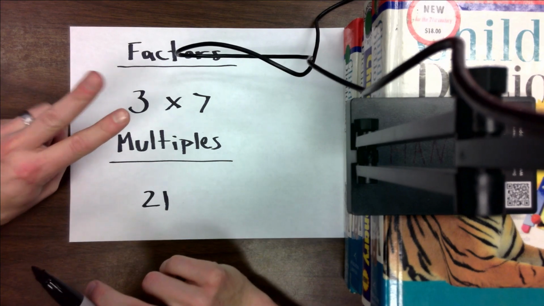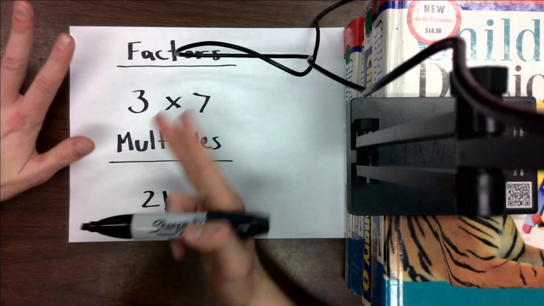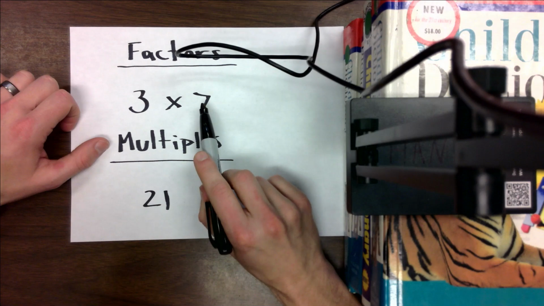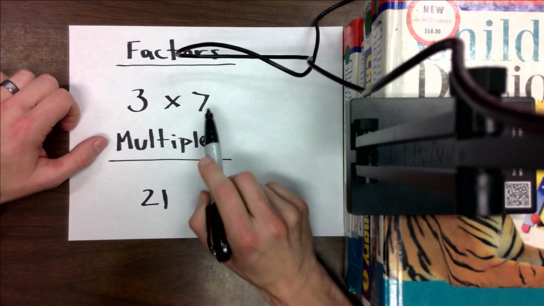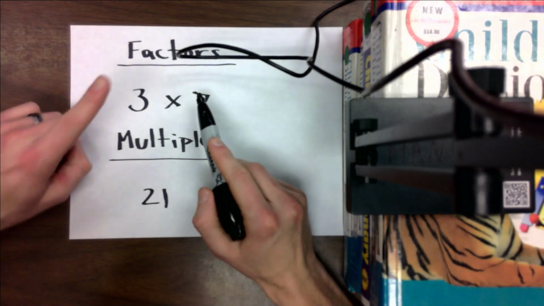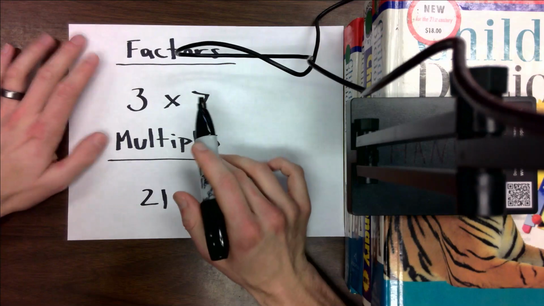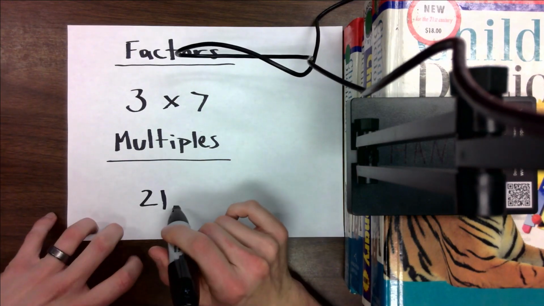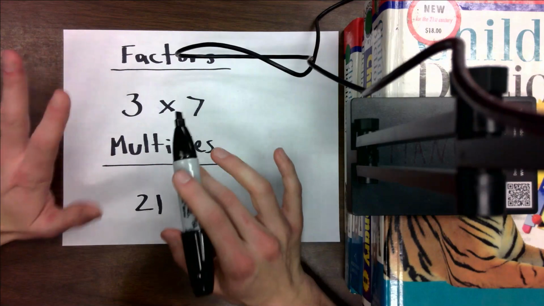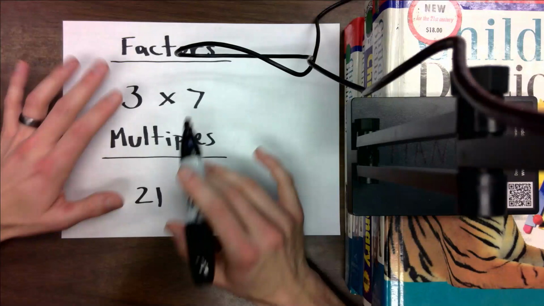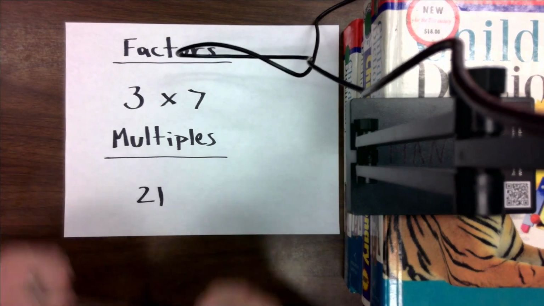So 3, 6, 9, 12, 15, 18, 21. We counted by 3 7 times to get 21. And therefore, 7 is the other factor. We can count by 7 3 times to get 21. 7, 14, 21. So the factors are always going to be smaller than the multiple. The factor will be either smaller or the same size as the number. The multiple is going to be the same size or greater.